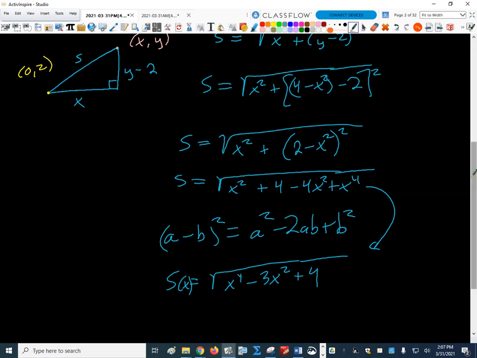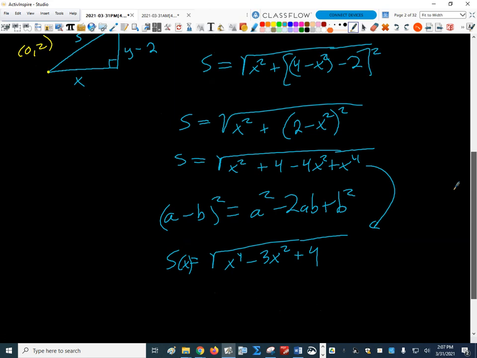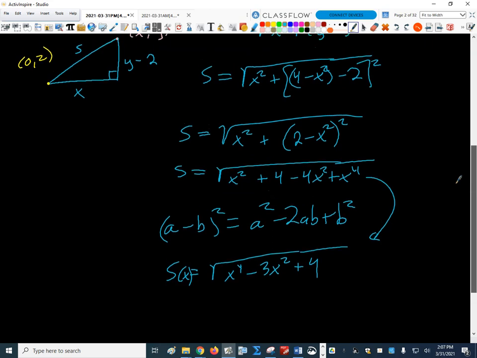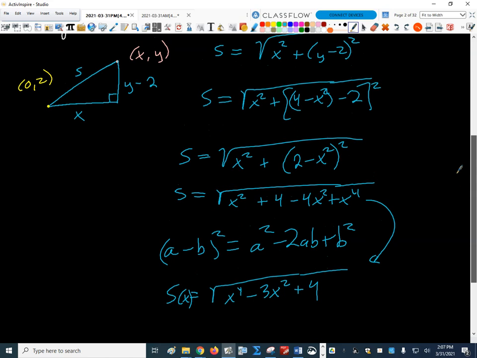Okay, now what are they asking for here? They want to know what are the coordinates of the point or points that are closest to (0, 2). They don't really want to know what the distance is. They just want to know the points that are closest. So for us, that's going to mean we want to minimize s and find the value of the input x that causes the distance function to be minimized, right?